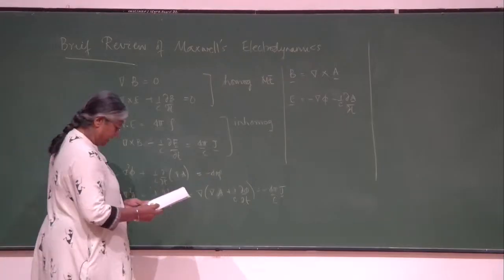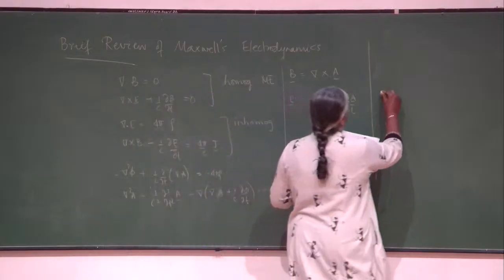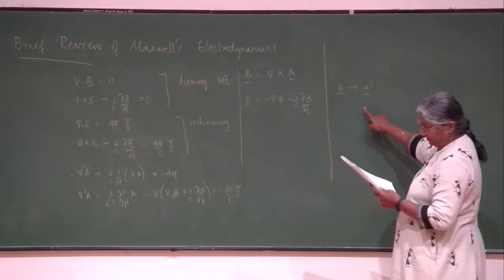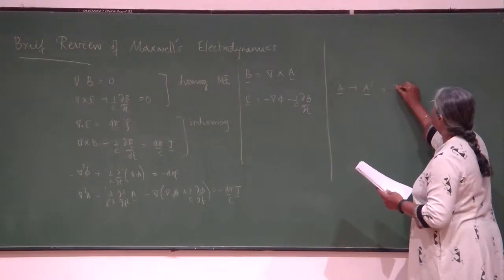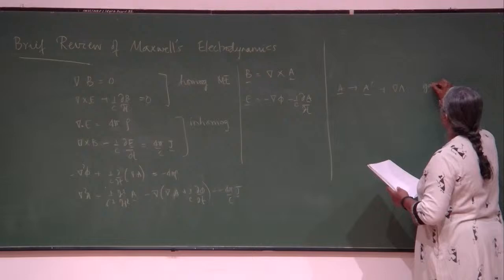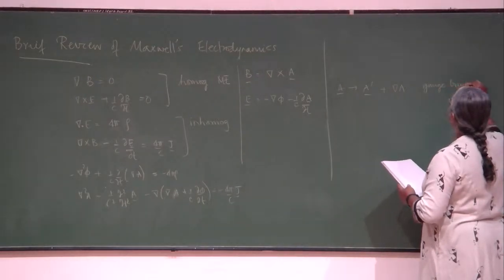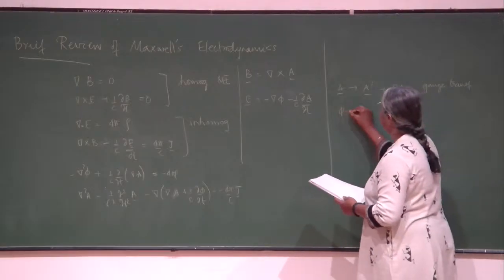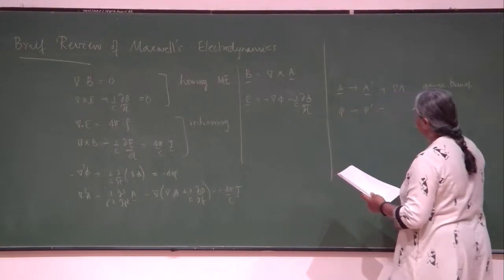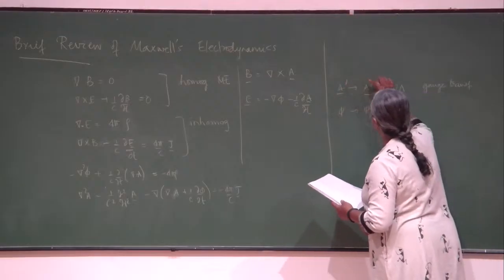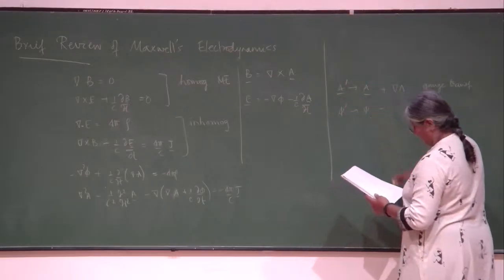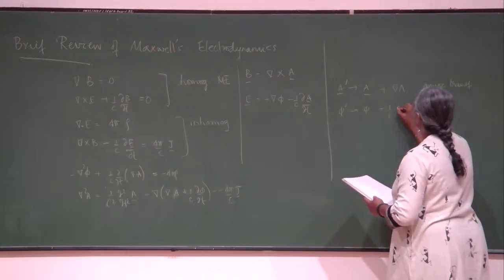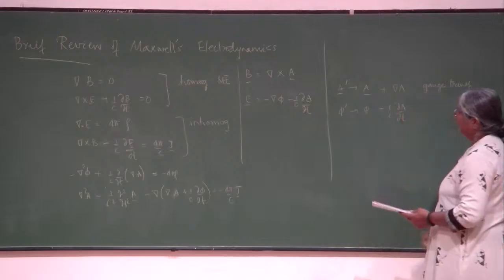So first thing I do is that I shift A, a vector A, to A prime. This is not a Lorentz transformation. Now this is simply a gauge transformation, and the reason I can do it is because I do have that freedom in this definition. Simultaneously I shift phi to phi prime, sorry, A goes to A prime, which is A plus del lambda, phi goes to phi prime, which is phi minus 1 by c d lambda by dt.